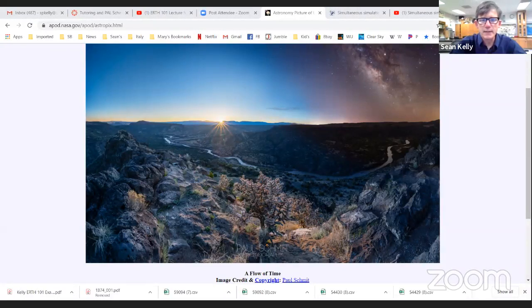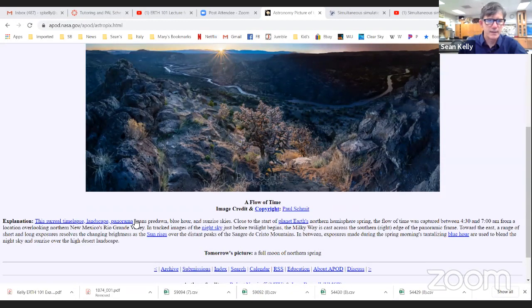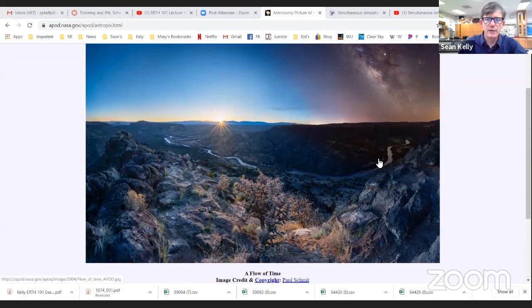So take a look at this beautiful composite picture. If you look at the description, this person went to the desert, and this is a combination of time-lapse landscape panorama taken between 4:30 and 7 a.m. across the New Mexico desert. You can see over on the right-hand side of the page the Milky Way, beautiful stars of the Milky Way. I can see this is the constellation of Sagittarius, the teapot, and the constellation of Scorpius.